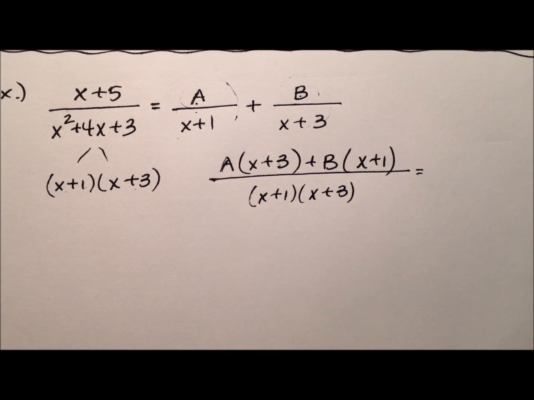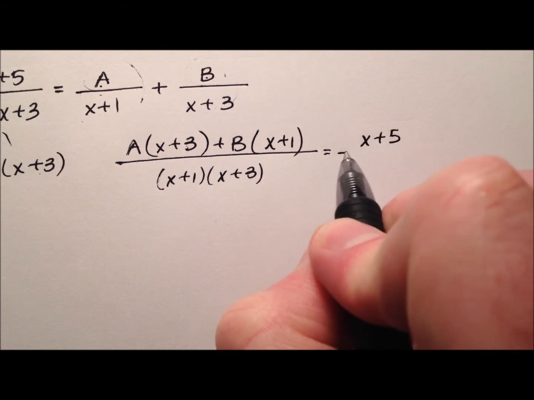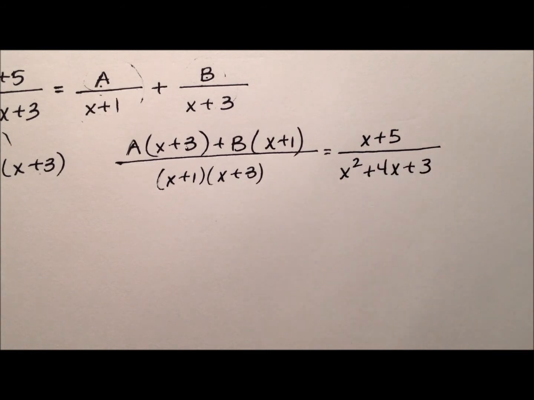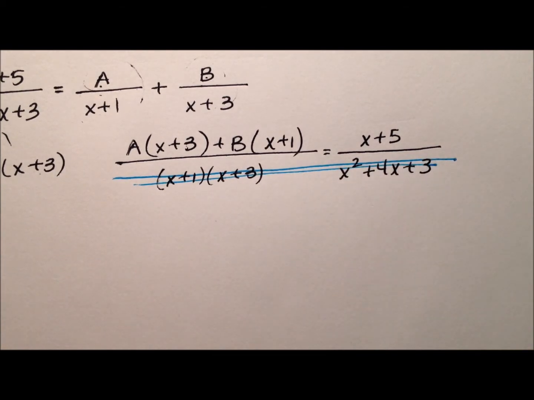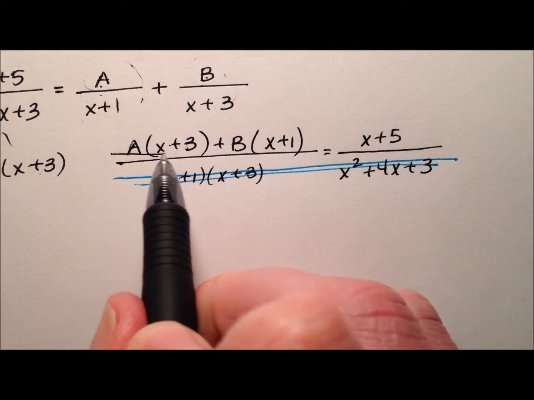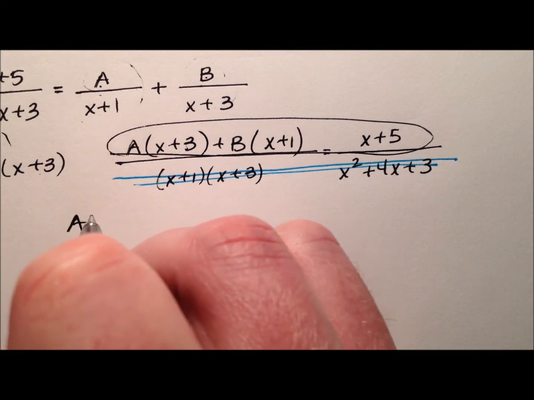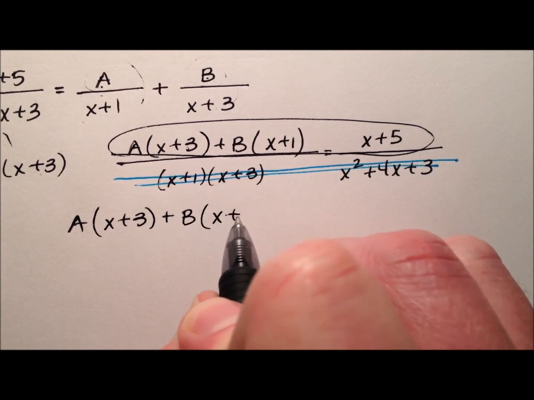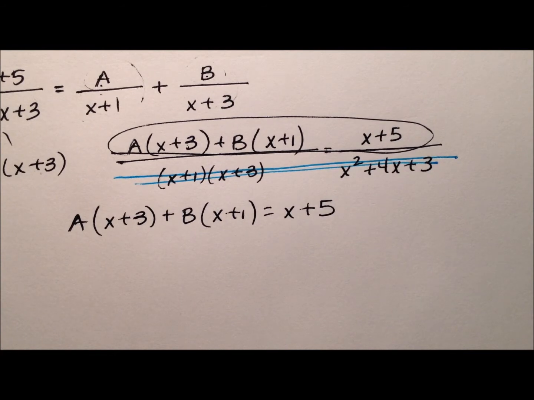This ultimately equals x plus 5 over x squared plus 4x plus 3. Since these denominators are the same, I'm just going to cancel them out. I don't even care about these right now. I care more about specifically just the numerators, so I'm going to create a nice equation out of this: A times the quantity x plus 3 plus B times the quantity x plus 1 equals x plus 5. This is what I need it to equal.